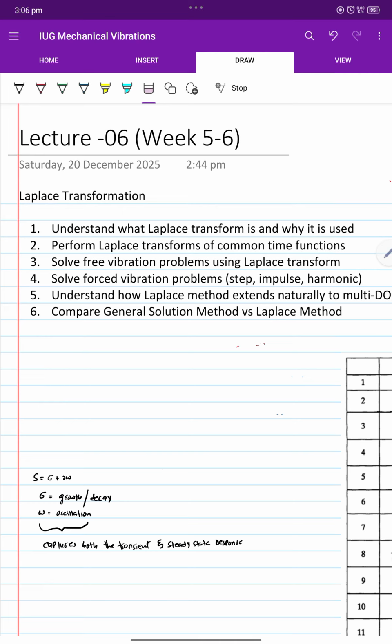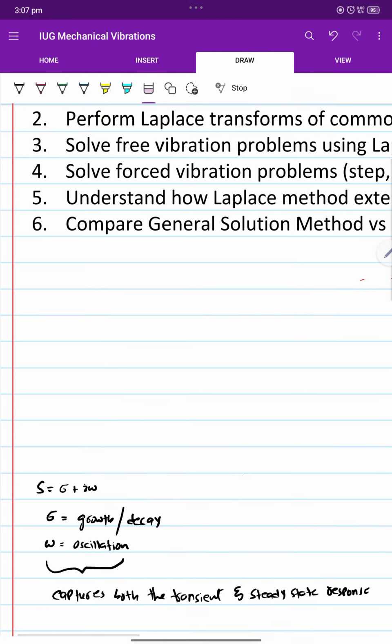and perform the Laplace transformation of some common time functions, solve some systems, and select a problem, and we will simultaneously solve it using the general solution method and using the Laplace method, and we'll try to reach the same conclusion, just to show you how much work will be reduced if we use the Laplace transformation. So, jumping on to what the Laplace transformation actually is.